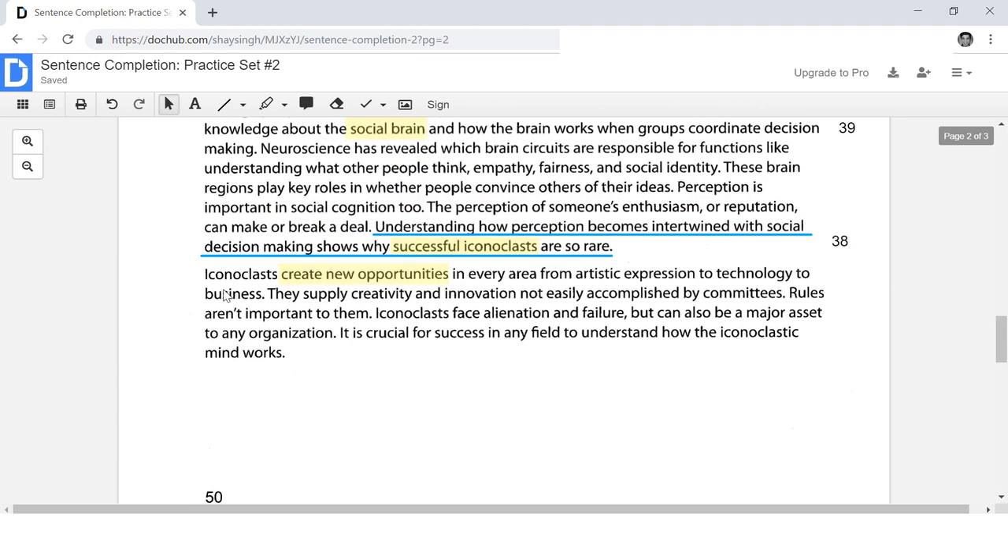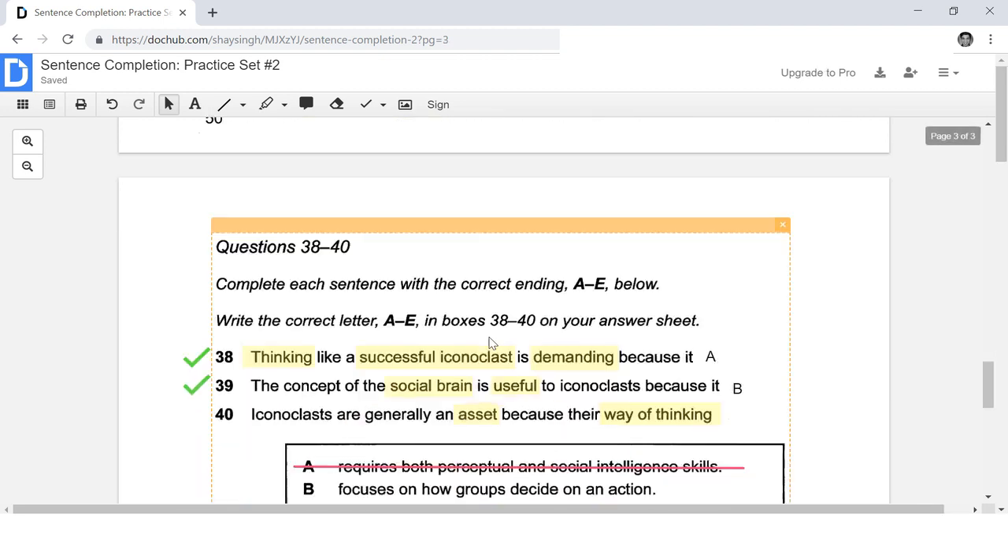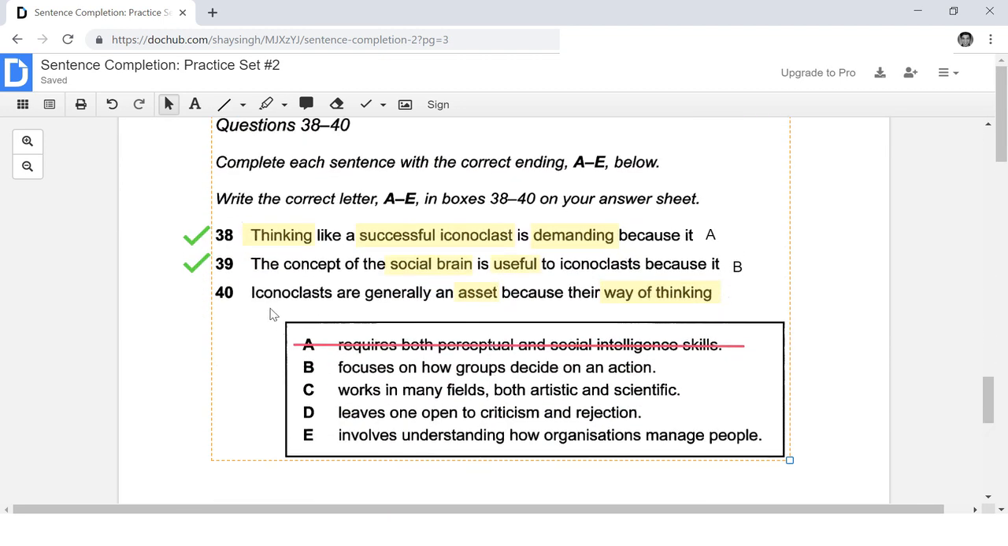So let's read this sentence. Let's see what it says. Iconoclasts create new opportunities in every area from artistic expression to technology to business. They supply creativity and innovation not easily accomplished by committees. All right, so it's telling us how they create new opportunities. And the question says, iconoclasts are generally an asset because their way of thinking, let's see, what can it be?